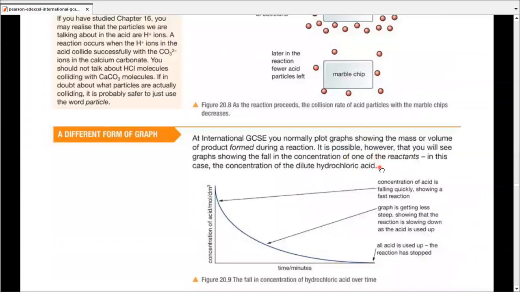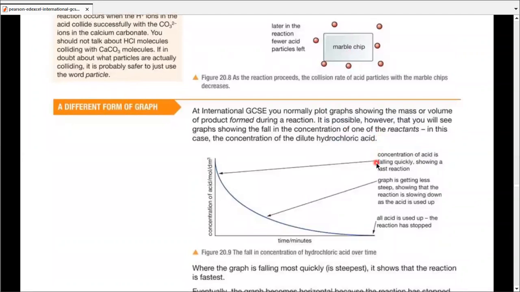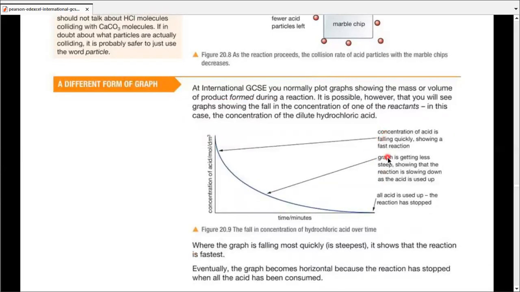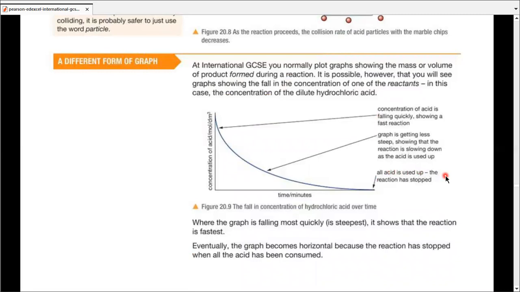If you understand these basic parts, the rest of the chapter is for the types of graphs and types of reactions that we're going to understand for rate of reaction. So it's further elaboration. If you understand the basics, the elaborations are going to come easy to you. Now, a different form of a graph. What if we change the graph? What if we don't talk about the product or formation of product or mass of product or volume of product? We don't talk about the product at all. What if we talk about the fall in the concentration of the reactant, right? What if we do that?